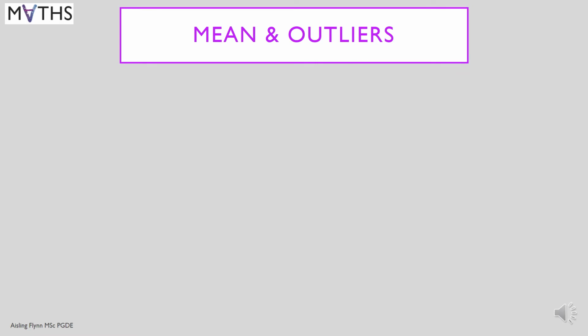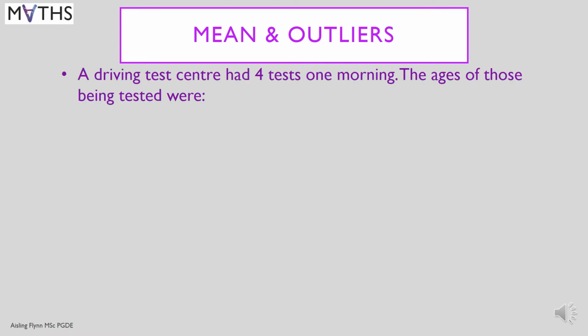So, the mean and outliers. Here's our example. A driving test centre had 4 tests one morning. The ages of those being tested were 17, 18, 19 and 21. What was their mean age?